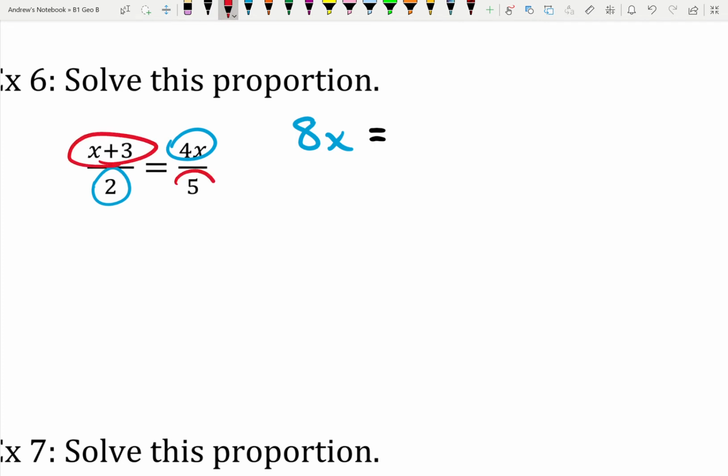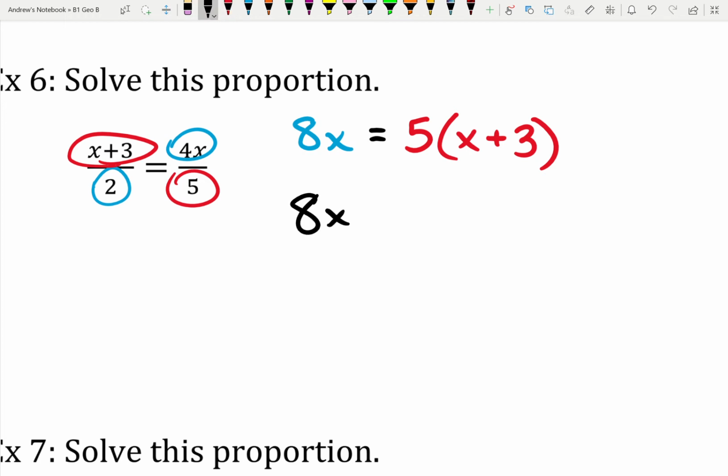For the other cross product, I've got x plus 3 times 5. When you're setting these up, there is sometimes an easier way to write them out. In this case, I'm going to put that 5 out in front of some parentheses with x plus 3 in them. Then we can distribute the 5 like we normally would. So I've got 8x over here, and distributing that 5 into those parentheses, we get 5x plus 15.